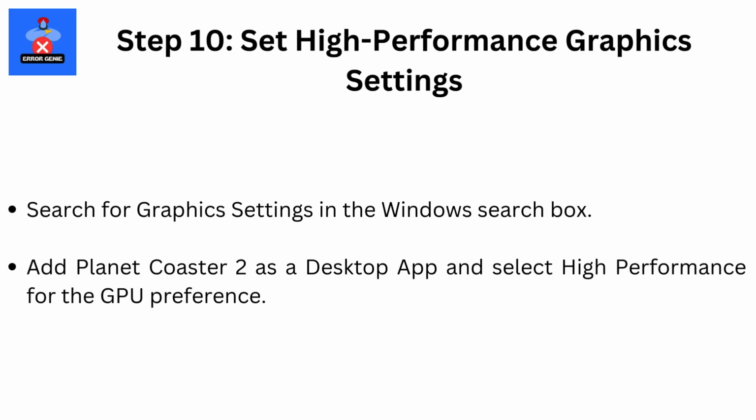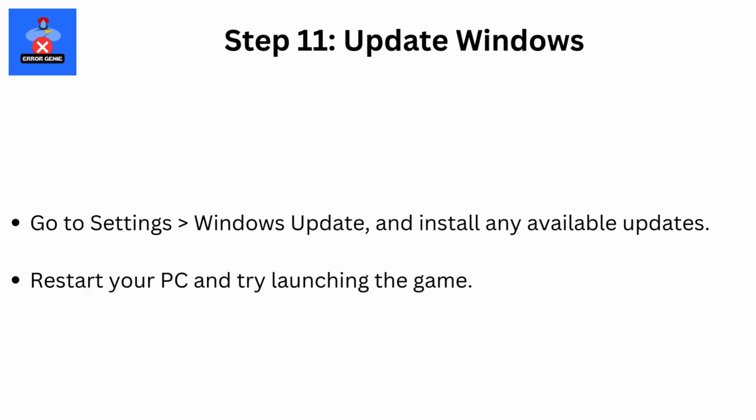Step 10. Set high-performance graphics settings. Search for graphics settings in the Windows search box. Add Planet Coaster 2 as a desktop app and select High Performance for the GPU preference. Step 11. Update Windows. Go to Settings, then Windows Update, and install any available updates. Restart your PC and try launching the game.